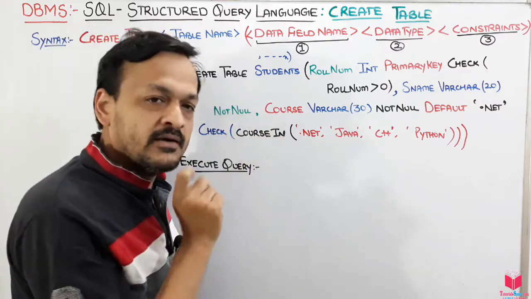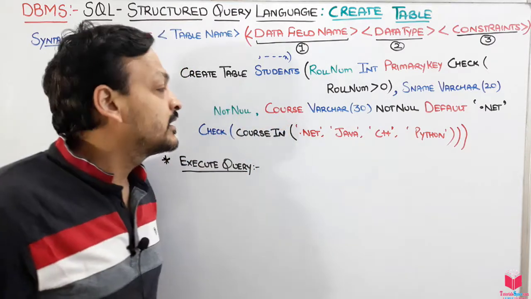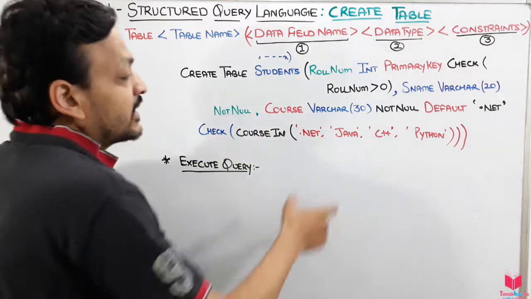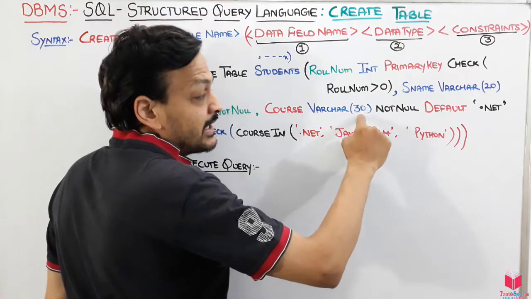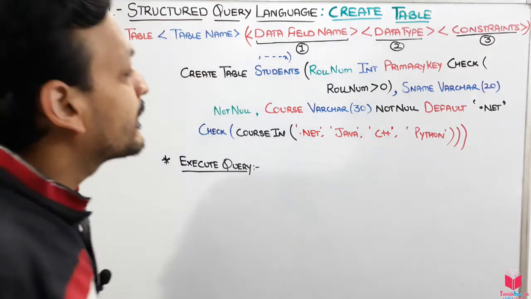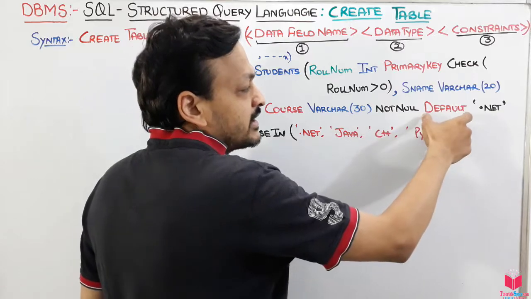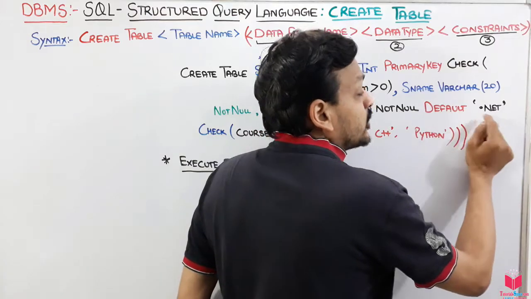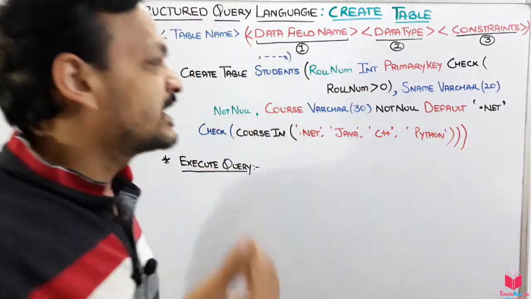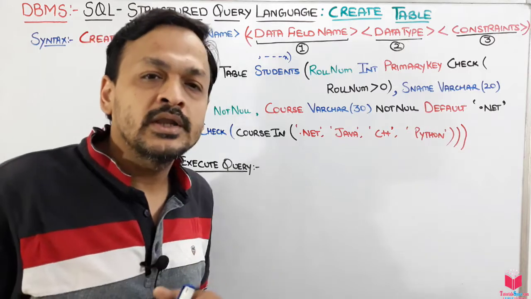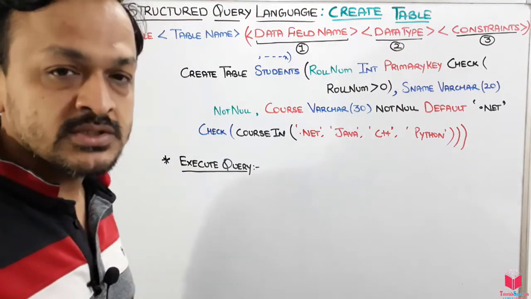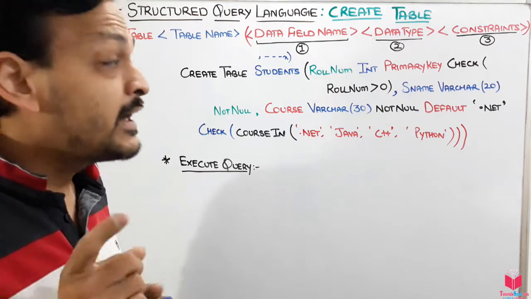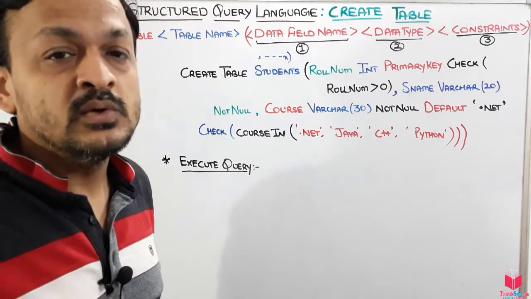After that there is another attribute named course. Again the data type is varchar, but now the length is 30. Clear? And NOT NULL, another check. After that I have used one thing, DEFAULT, and in default I have written .NET. What does that mean? If we are going to enter any value in course, it should not be null, and the default value is .NET.